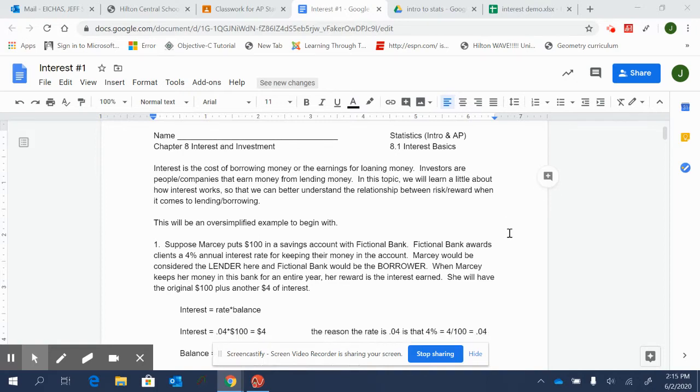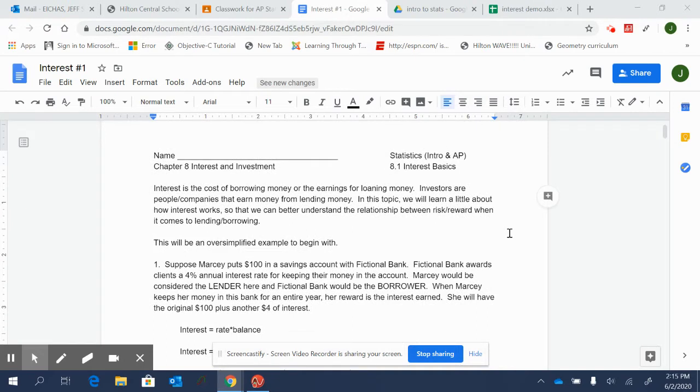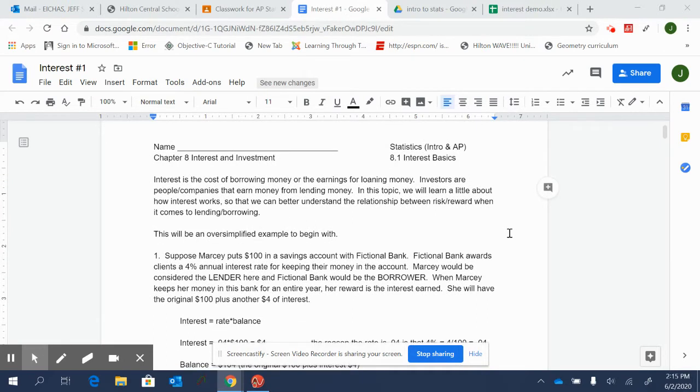So real fast, before we get into the actual credit score, what I wanted to do was keep you in the same time frame as the intro to stat students. They're right now just being introduced to interest and how that impacts our finances. So interest is basically the cost for borrowing money or the earning when you loan money.